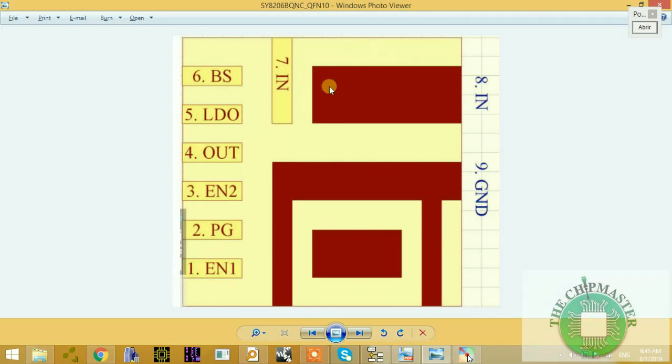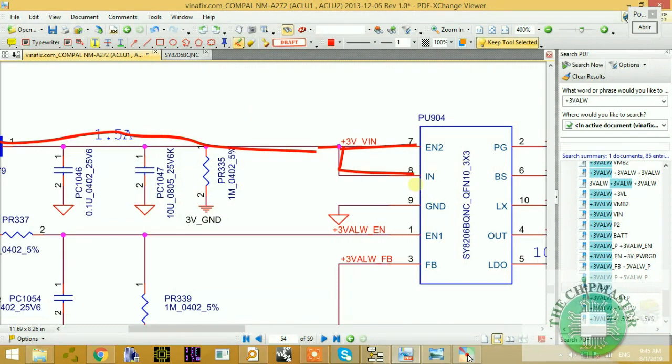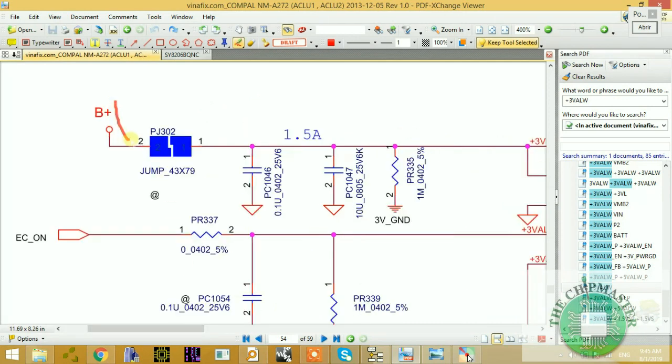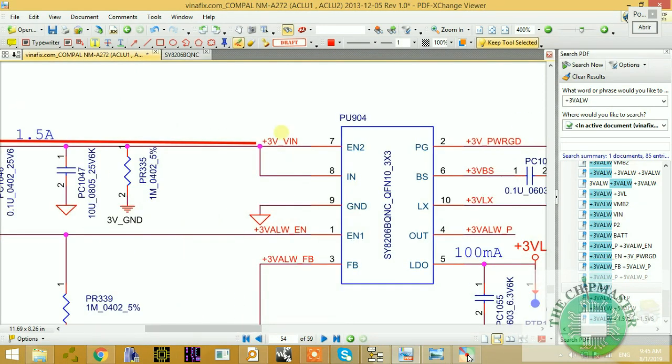So if you go back to the picture, pin number 7 and 8, as you can see, is in. So in, enable 2, plus 3V in. After this B plus is coming through this pad, PJ302, it is immediately renamed to plus 3 volt underscore V in, and it's coming to pin number 7, and at the same time another part is coming to pin number 8 as input. So this is the process.